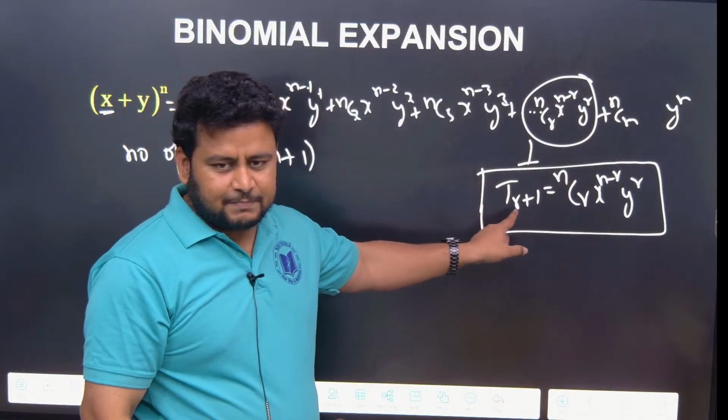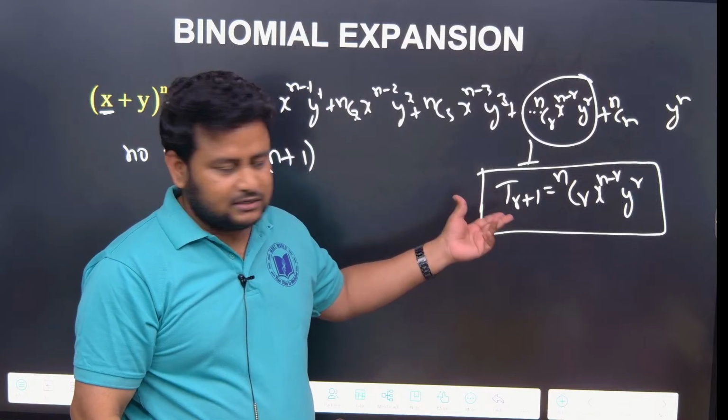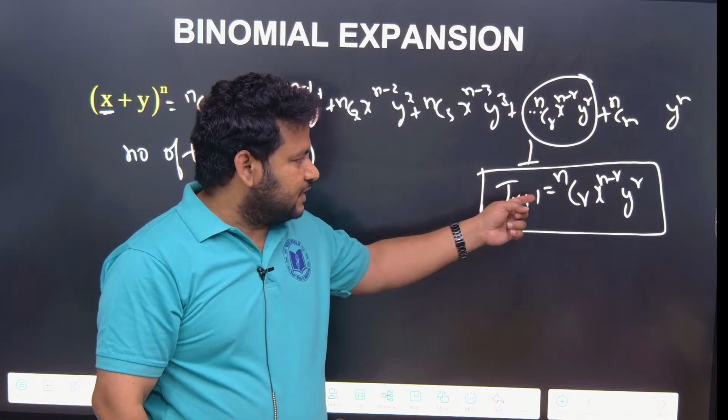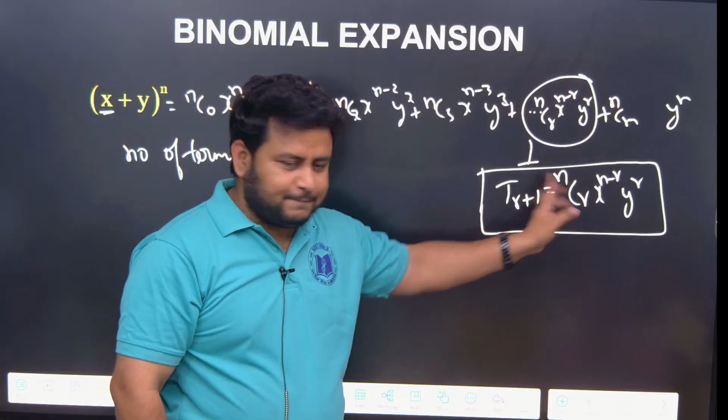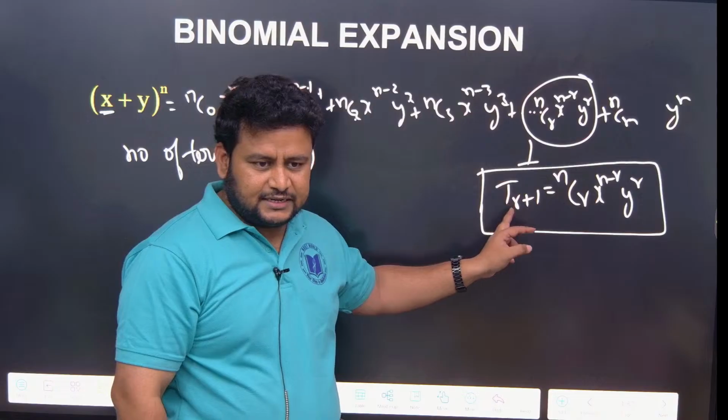See, T(r+1) term can be written as what? Just how you write in AP, a_n = a + (n - 1)d. Same like that, T(r+1) is nCr x^(n-r) y^r. That's all you will have to write. This is T(r+1).